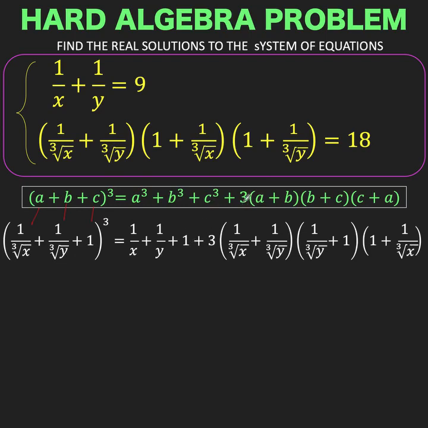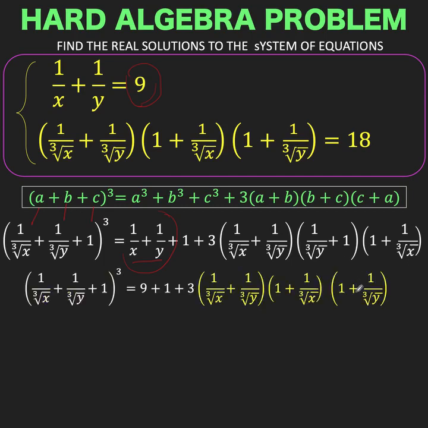Then we copy this 3 and copy all the rest, where a is equal to 1 over the cube root of x and b is 1 over the cube root of y. Now, concentrate on this part. What do you notice here? 1 over x plus 1 over y. That is exactly this value. Therefore, we can replace this with 9, and we now have this result. 1 over x plus 1 over y equals 9. And copy all the rest, then simplify.